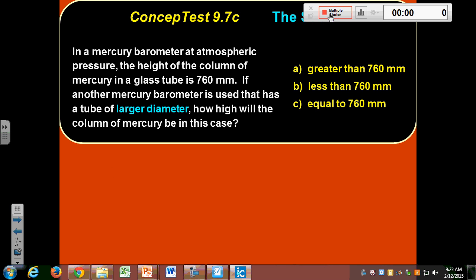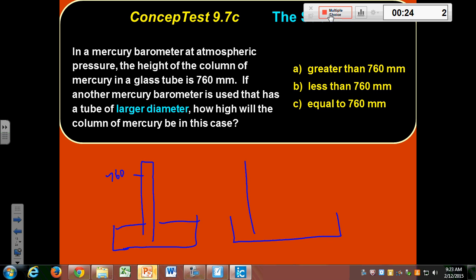Okay, just one or two more. In a mercury barometer, at atmospheric pressure, the height of the column is 760 millimeters. If another mercury barometer is used that has a tube of larger diameter, how high will the column of mercury be in this case? So I have one barometer that's like this, and it goes up to 760. And then I have another barometer that's like this, and it's asking how high will the fluid go up in this barometer if this one goes up to 760. Will it go up to a height greater than 760, less than 760, or equal to 760 in this new barometer? So two barometers.